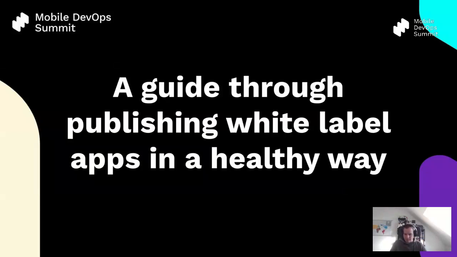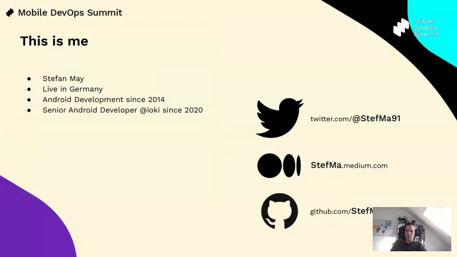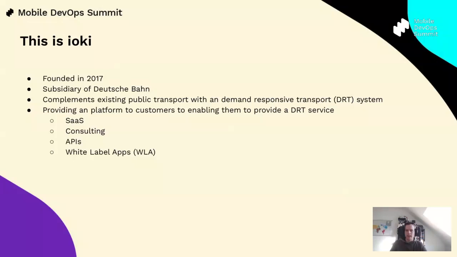Before I go into the talk, let's talk a bit about me. My name is Stefan May. I live in Germany. I have been doing Android development since 2014 already. I'm currently a senior Android developer at Aoki, and yes, that's about me.